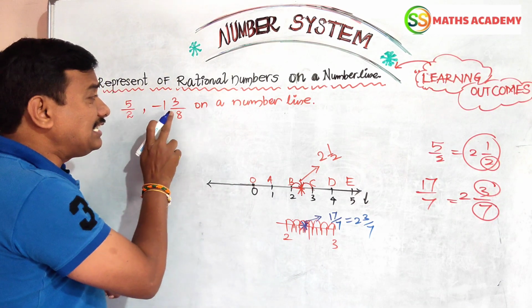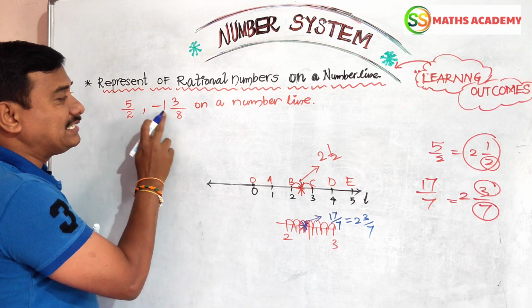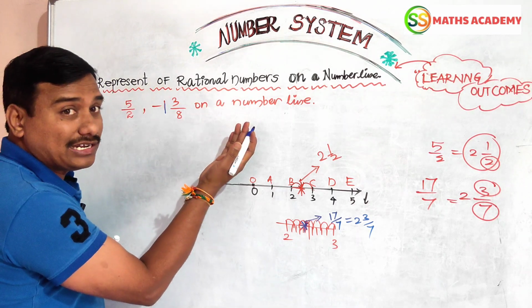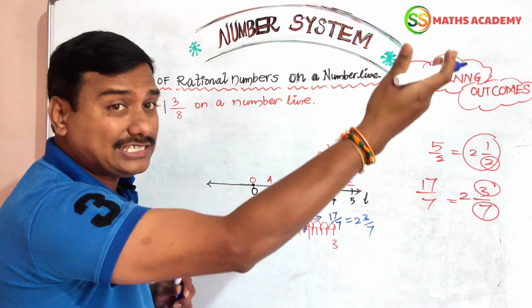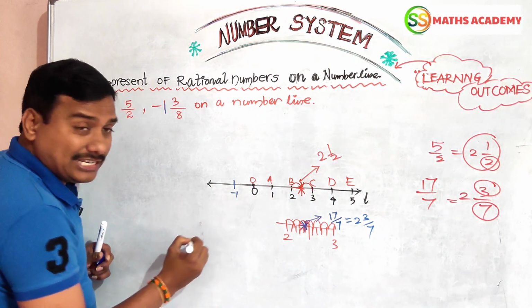And let us see a negative number. Simple. Minus 3 by 8. The number will be after minus 1. After minus 1, what is the next number? Minus 2. That means I have to take the equivalent. This is minus 1.